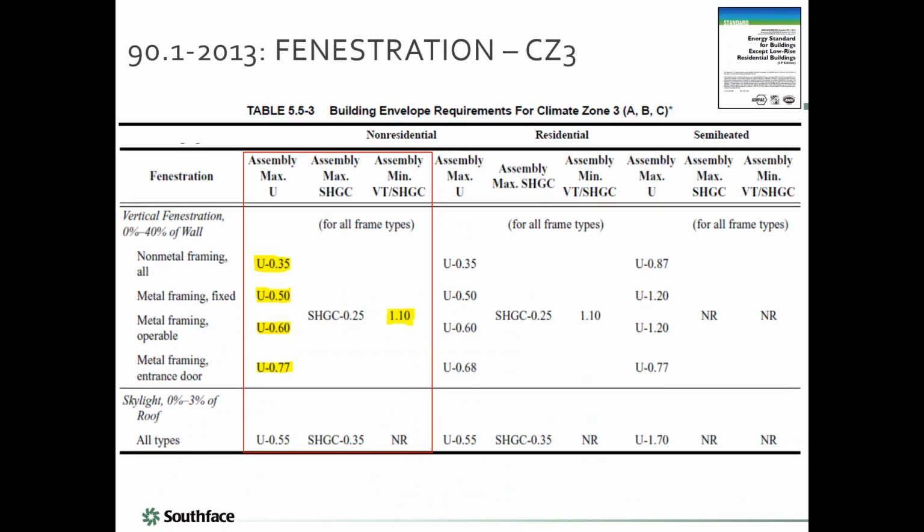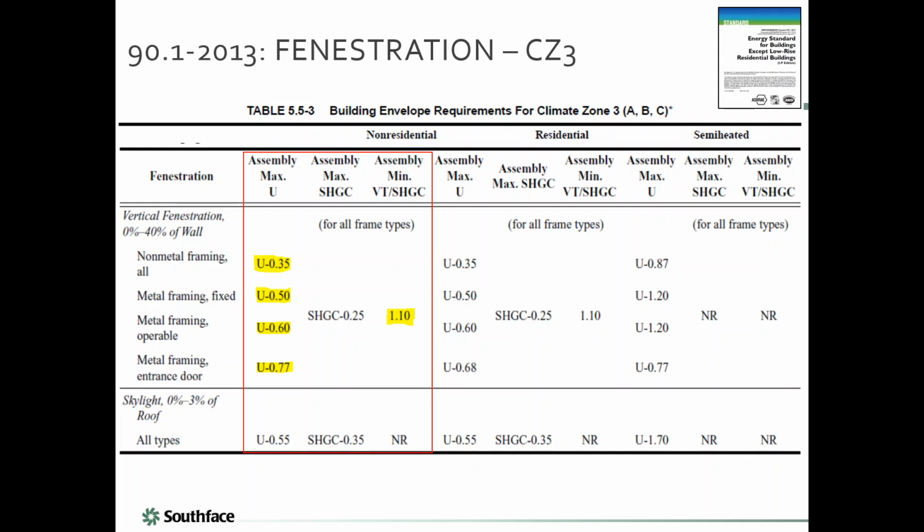Here's what ASHRAE says for climate zone 3. U factors, pretty doable, pretty easy to hit, and they have different performance targets based on the type of frame material. But the one that's not in yellow, because it hasn't changed, but it is really critical, is a low solar heat gain of 0.25. You can get that all in the glass, or you can get credit for overhangs or other approaches, and we'll talk about that.